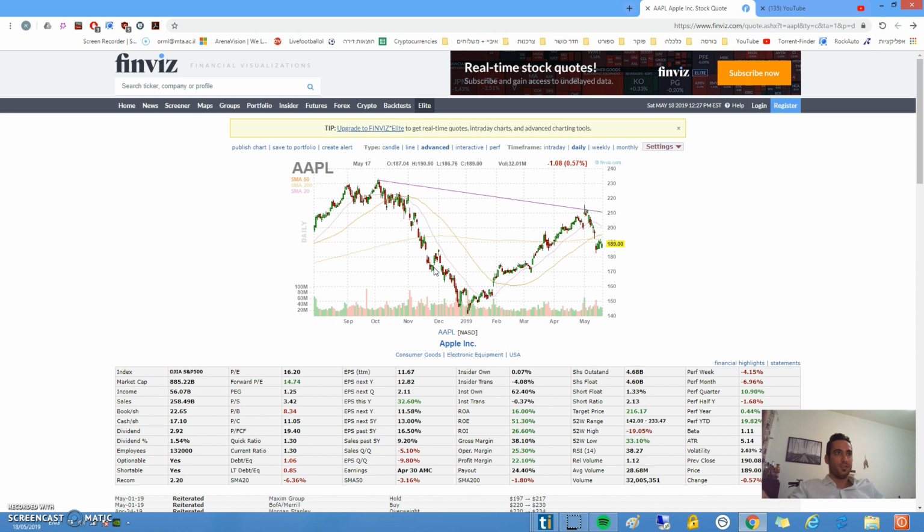So what does it mean? Let's say I sold it at 230 at this point. Okay, I sold it, and then I bought it here, at 150. So I bought it at 150 and sold it at 230, so I get like a 50% profit from this trade. Okay, so this is what short selling means.